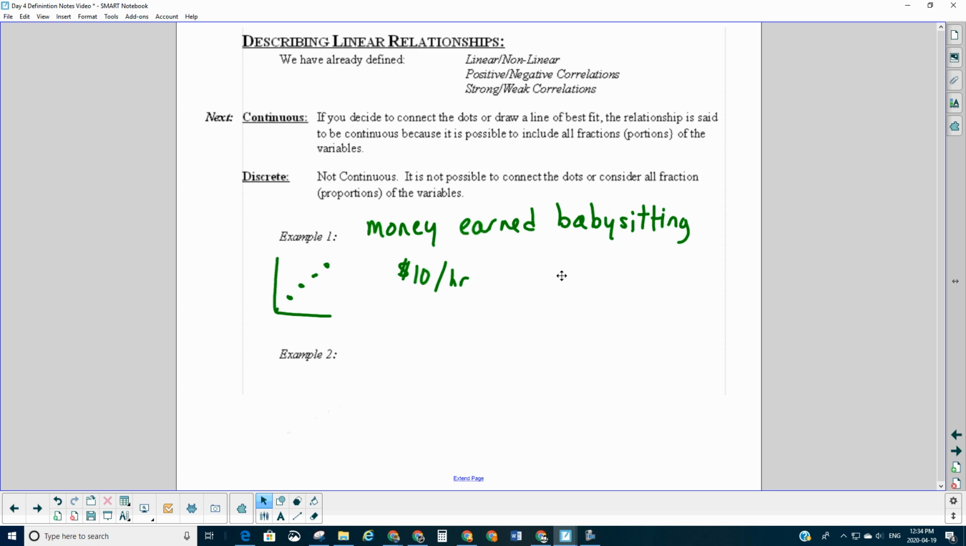So we call this continuous, okay? And we would draw a solid line, okay? And that's straight. It's linear. But you can consider all the points in between the data. We say that that's continuous.